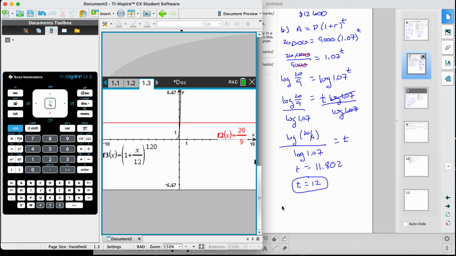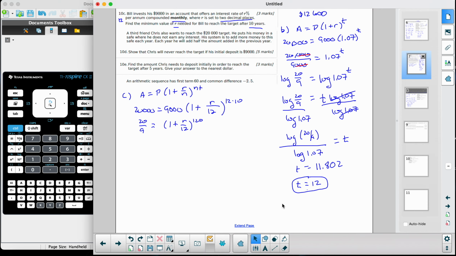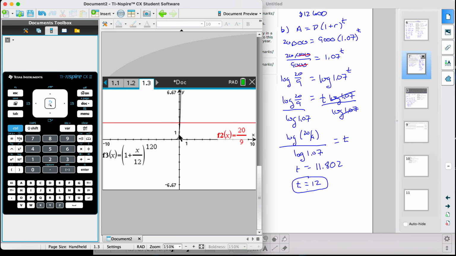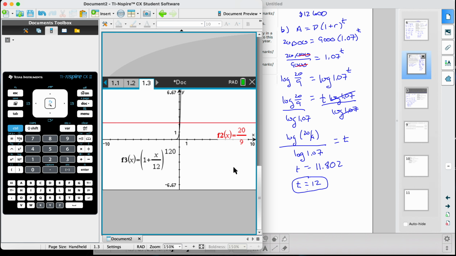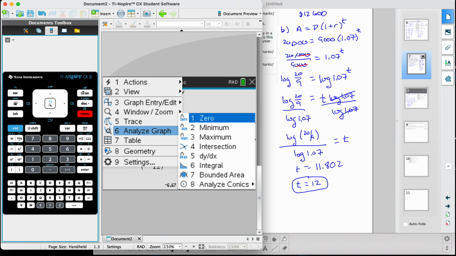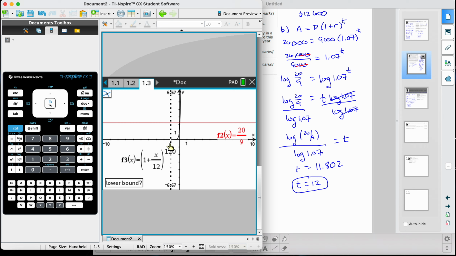So you might want to fast forward while I think. I don't know what happened. 20,000, 9,000, 1 plus r over 12 to the 10. Divide by 9,000 to the 120th power. Is that what I have? Okay, is there another value here? Oh, we're looking for the interest rate. We're not looking for time. Yes, this is totally fine. I thought we were looking for time. We're not. We're looking for the interest rate. My bad.